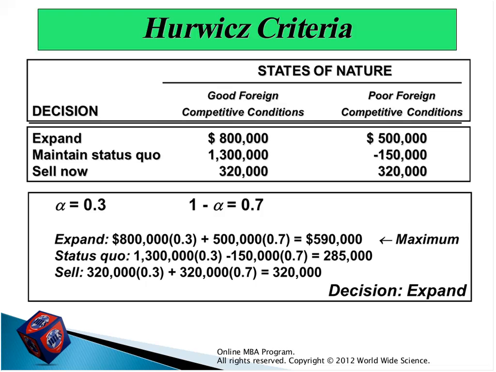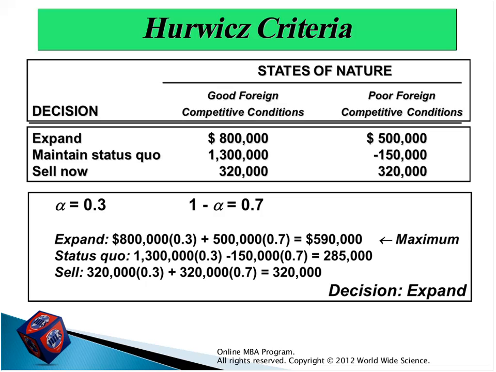When you give a coefficient of optimism to one of them, for the other take 1 minus the first one. Expand: 800,000 multiply 0.3 plus 500,000 multiply 0.7, because 0.3 belongs to good funding competitive conditions based on this example. This is only an example. You can give this number to poor funding competitive conditions, no problem. It depends on your business and depends on your experience.